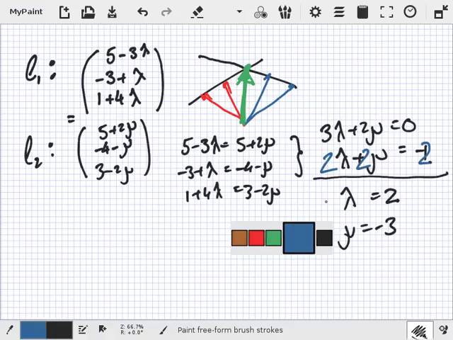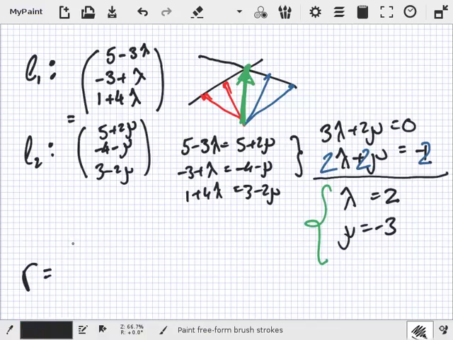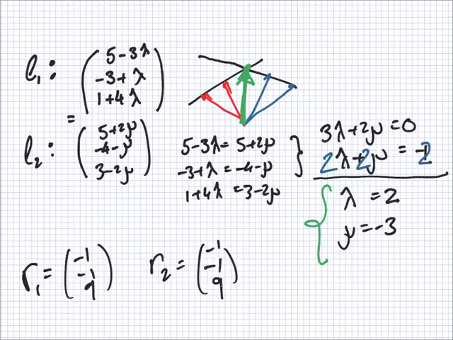So if I put these back in, they should be the same. If I put in 2: 5 minus 6 is minus 1, minus 3 plus 2 is minus 1, and 1 plus 8 is 9. And for the other: 5 minus 6 is minus 1, minus 4 plus 3 is minus 1, 3 plus 6 is 9. Alright, so they meet at minus 1, 9. That is alright for 6 marks.